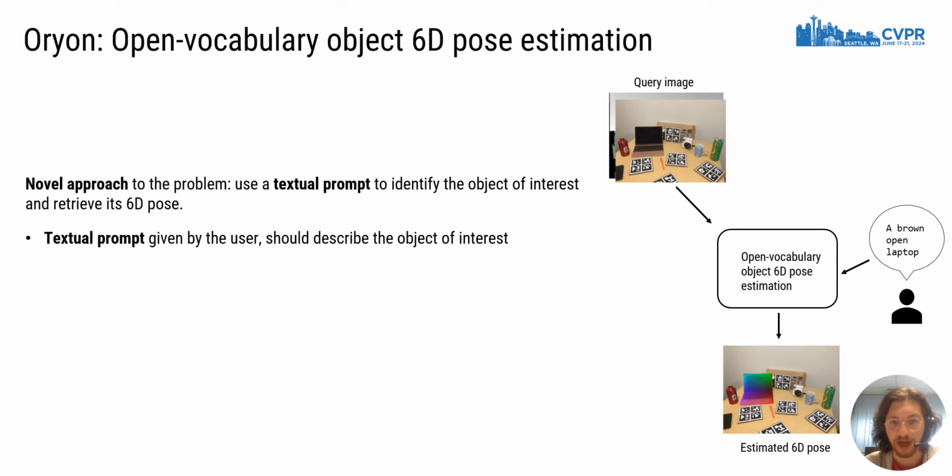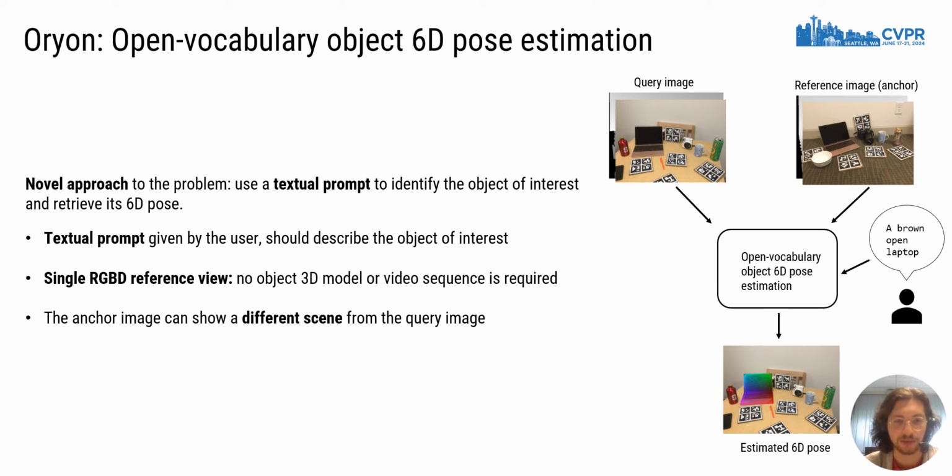This prompt describes the object of interest in the query image, and we additionally use a single RGBD reference view of the novel object that can be of a different scene of the query image. In this way, we do not need any 3D model or video sequence of the unseen object.